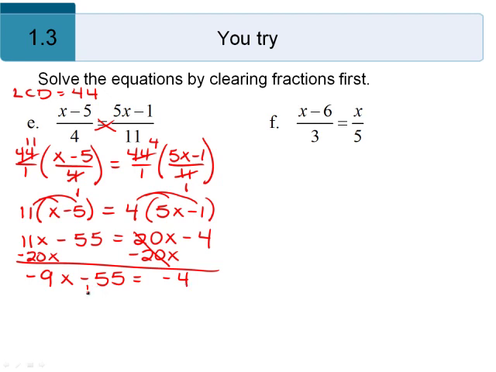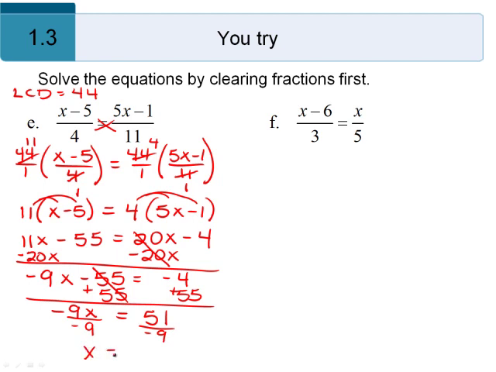Now we need to add 55, get rid of that constant, and we have negative 9x equals negative 4 plus 55. You have to subtract there. That's going to be 51. This is going to be an ugly answer. Divide by negative 9 on both sides, and you get a lovely fraction, negative 51 over 9.